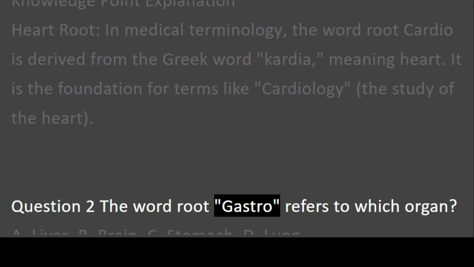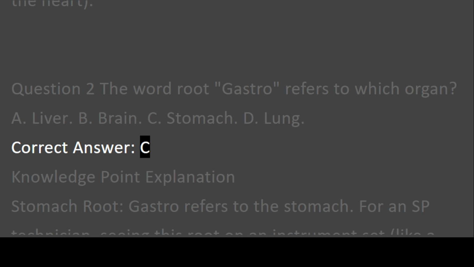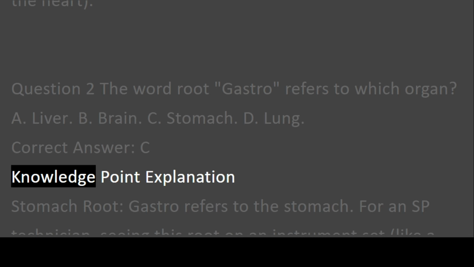Question 2. The word root gastro refers to which organ? A. Liver. B. Brain. C. Stomach. D. Lung. Correct answer, C. Knowledge point explanation. Stomach root. Gastro refers to the stomach.